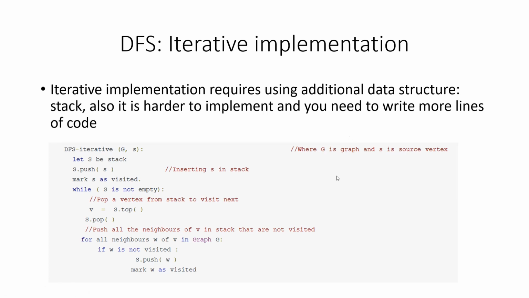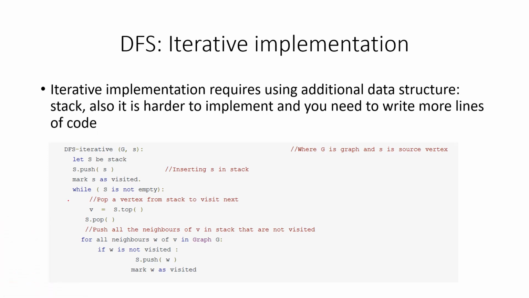So in the iterative way, you need to use an additional data structure, which is a stack. In the iterative way, you need to actually write more code than if we compare with the recursive way. And also you need to declare an additional data structure as a stack, as you can see here.